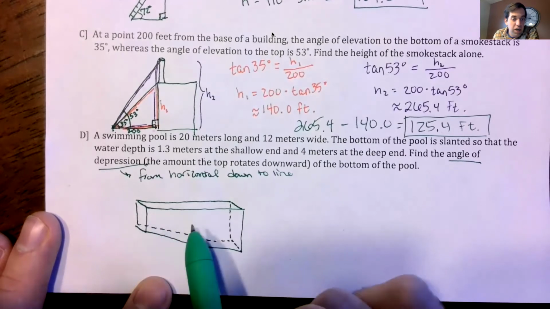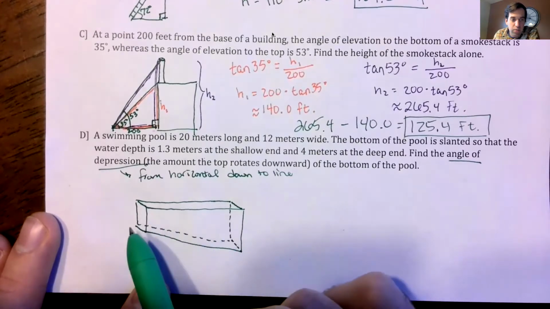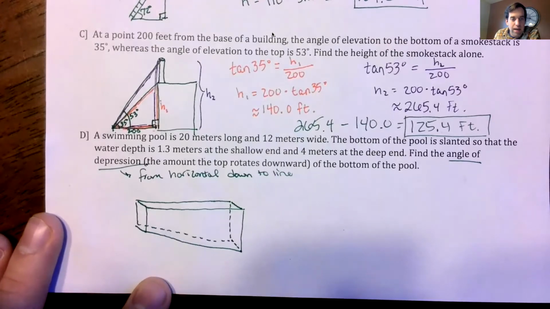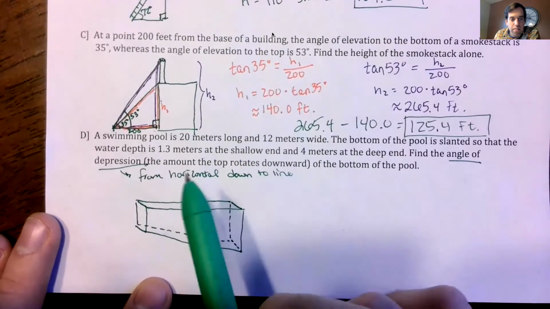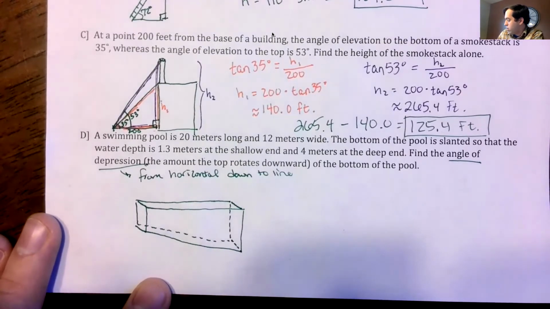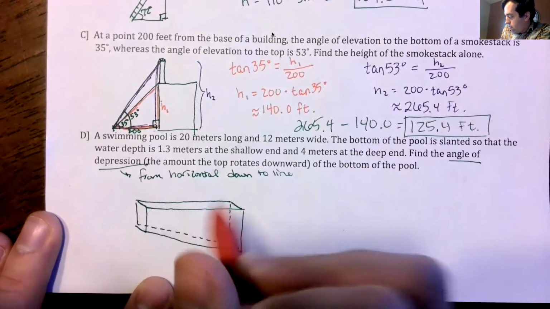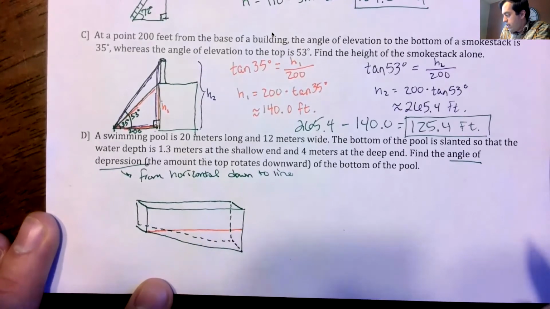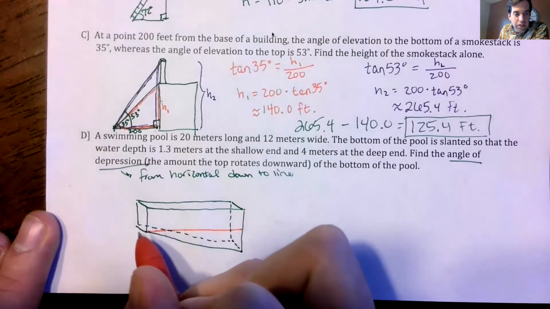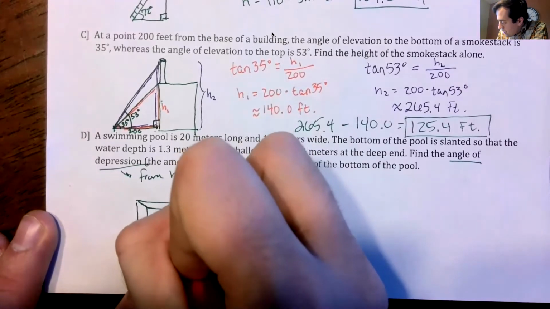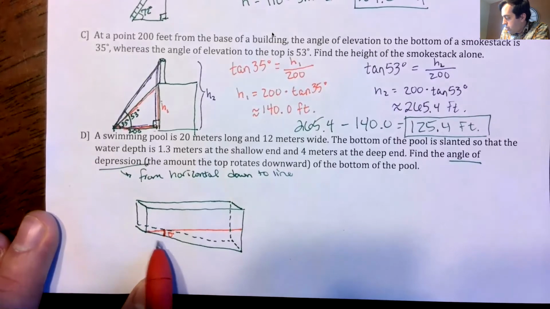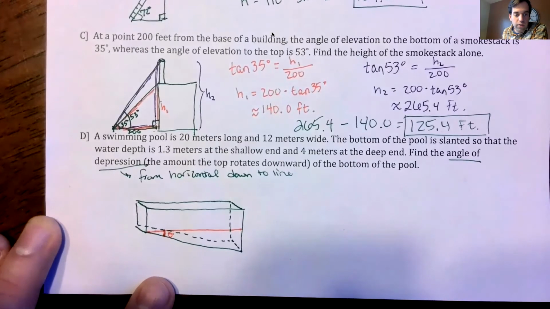And it doesn't stay shallow for a while and then get deep like some pools. This pool specifically has a slant the entire bottom of the pool. And we want to know the angle of depression, the amount the top rotates downward here. So if we thought of a straight horizontal line at the shallow end of the pool, the question is, what is the angle here of depression from the horizontal down to the slant of the bottom of the pool? So that's what we're looking for there.